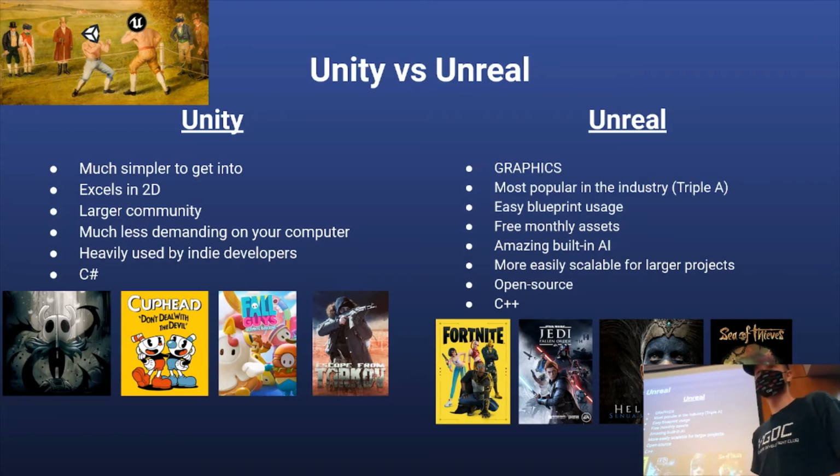Unity has built-in AI, but Unreal really fleshed it out. They are also more easily scalable for larger projects. Not a huge problem, most likely, within Club. I don't think any of us are planning to make AAA games in here. But Unreal Engine is also entirely open source, so you can see all the code that goes into creating Unreal Engine. And they use C++. And then here are just some games that use Unity, and here are some that use Unreal Engine.